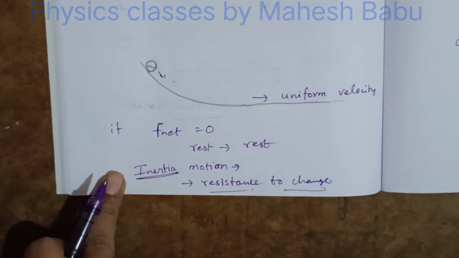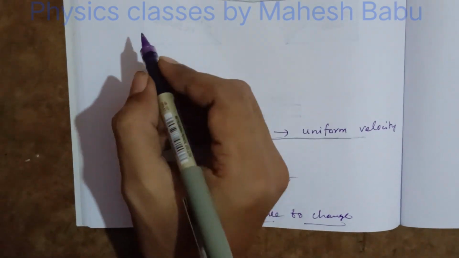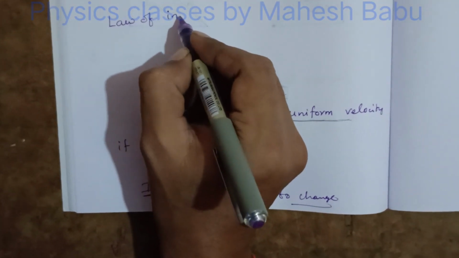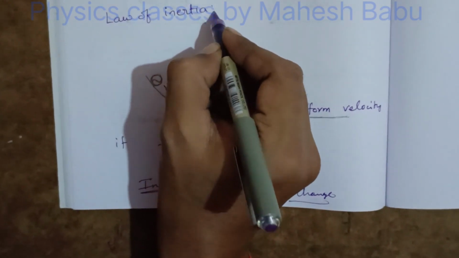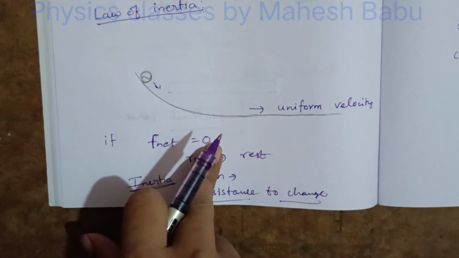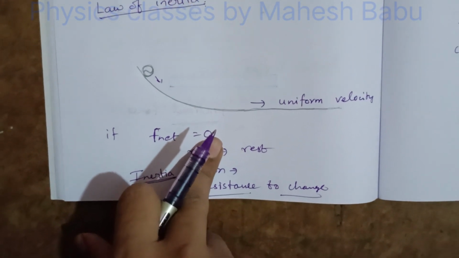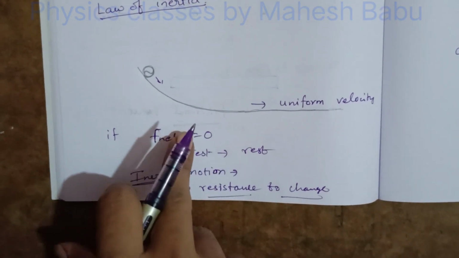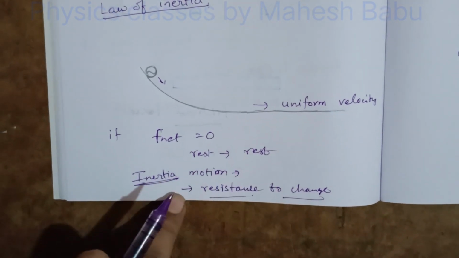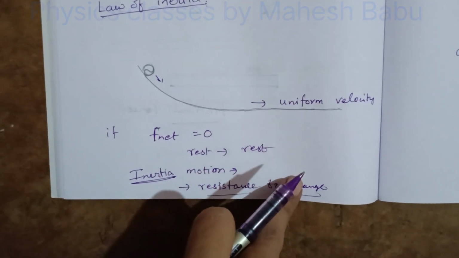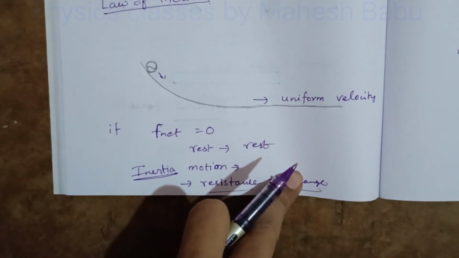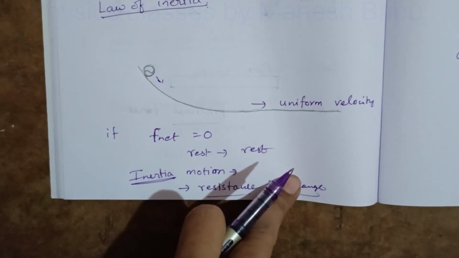This law is known as the law of inertia. What is the law of inertia? If no net external force acts on a body, then if the body is at rest, it continues to be at rest. If the body is in motion, it continues to move in uniform motion in a straight line, or with uniform velocity. Okay.